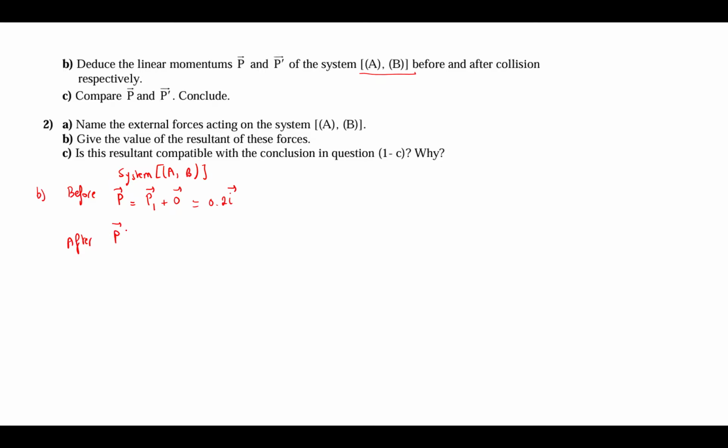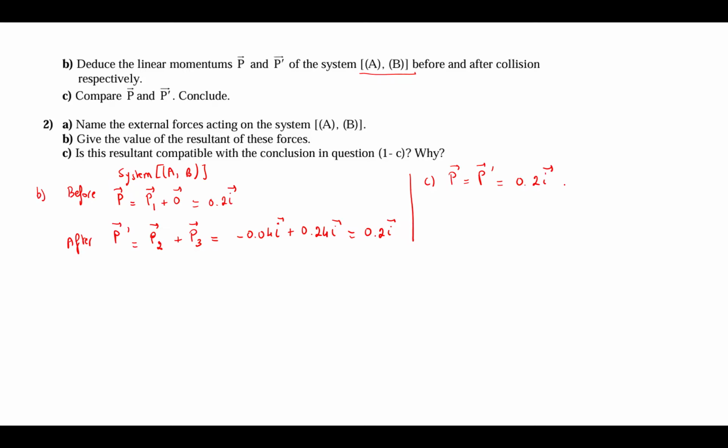After, we'll name it P prime. I had P of A after, which we named P2, and P of B after, which we named P3. So P2 is equal to negative 0.04 I, and this is 0.24 I, which will give us 0.2 I. Next question, compare P and P prime and conclude. So we notice here, if we compare, we have the before is equal to the after, and this is logical that the answer comes out like this. We have collision, so P equals P prime equals 0.2 I.